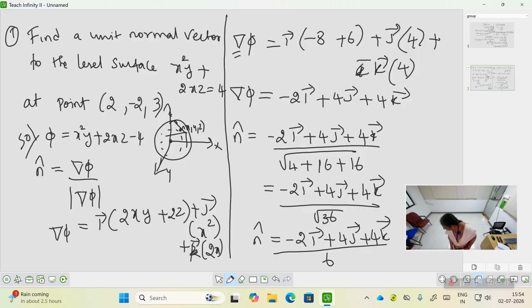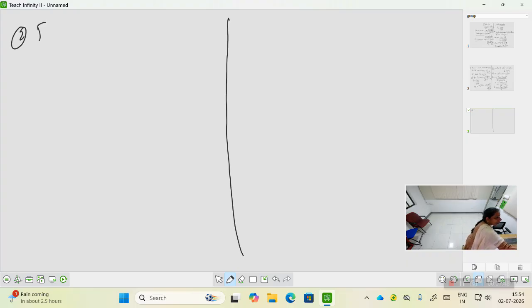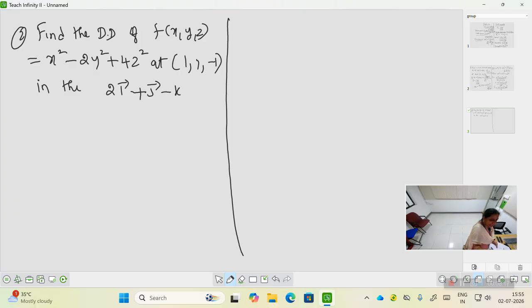So I'll go to the second problem. Second problem is this. Find the directional derivative, I'll write as DD, nothing but directional derivative of f of x, y, z, which is equal to x square minus 2y square plus 4z square at the point 1, minus 1, in the direction 2i plus j minus k vector.